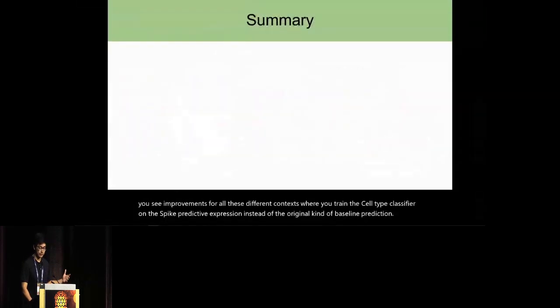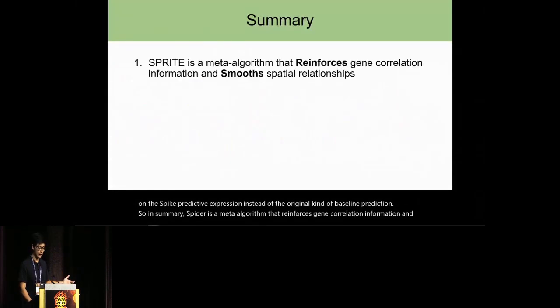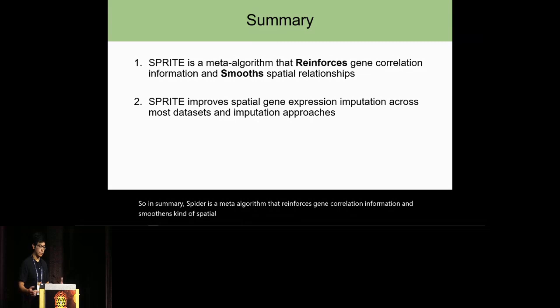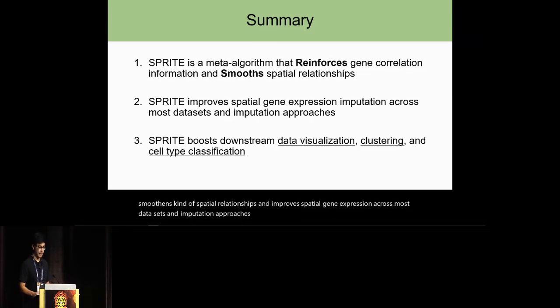So in summary, SPRITE is a meta algorithm that reinforces gene correlation information and smooths spatial relationships. It improves spatial gene expression imputation across most data sets and imputation approaches. And it also boosts some of these downstream tasks like data visualization, clustering, and cell type classification.